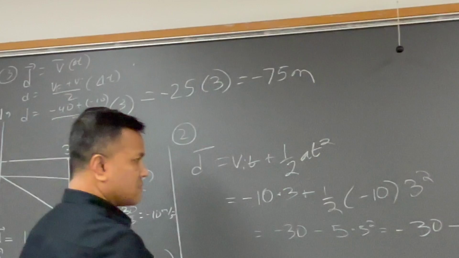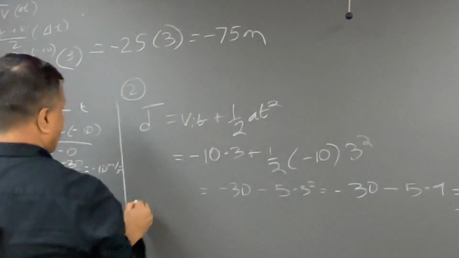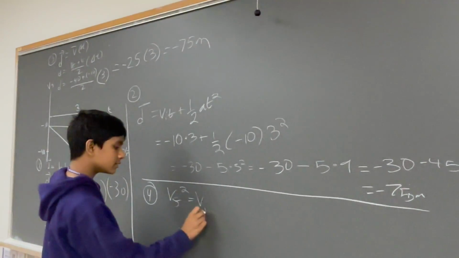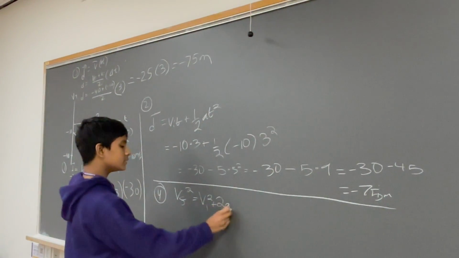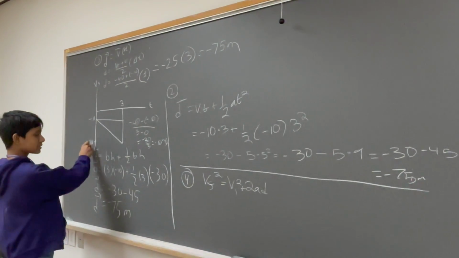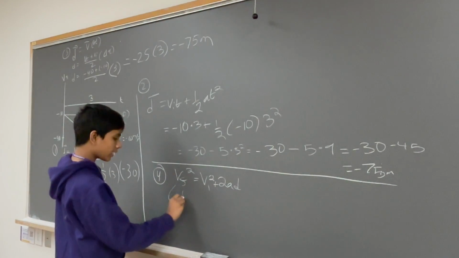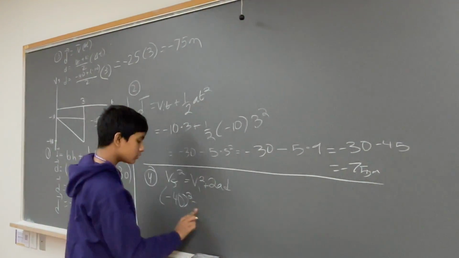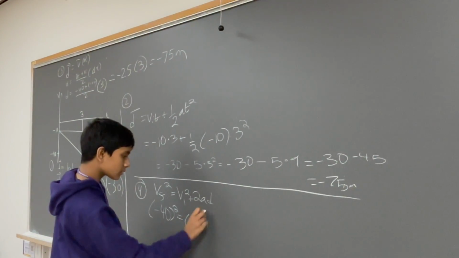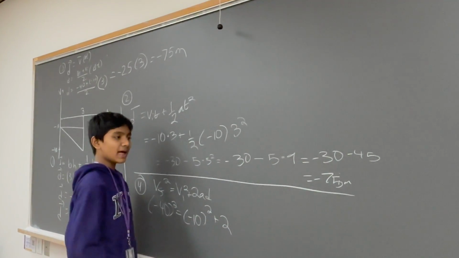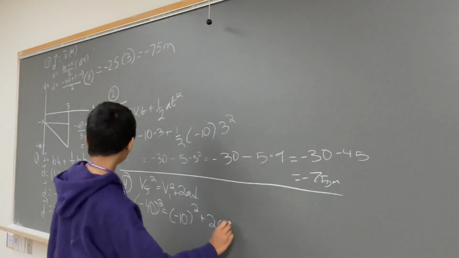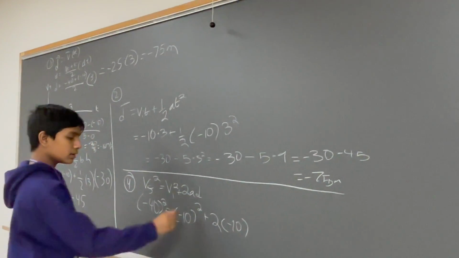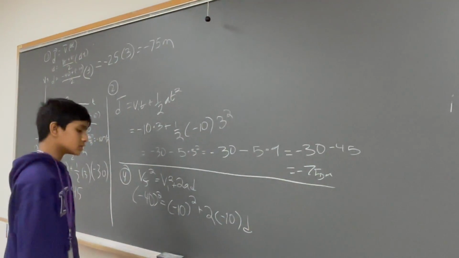Okay, so Shubhana is going to do another way, the fourth way. Use Vf squared equals Vi squared plus 2ad. So what's Vf first of all? Well, that's clearly negative 40. So we plug that right into here. And what's Vi? Well, that's negative 10. So we plug that into there. We calculated the acceleration last time as negative 10, I misremembered, times the distance, which we want to solve for.